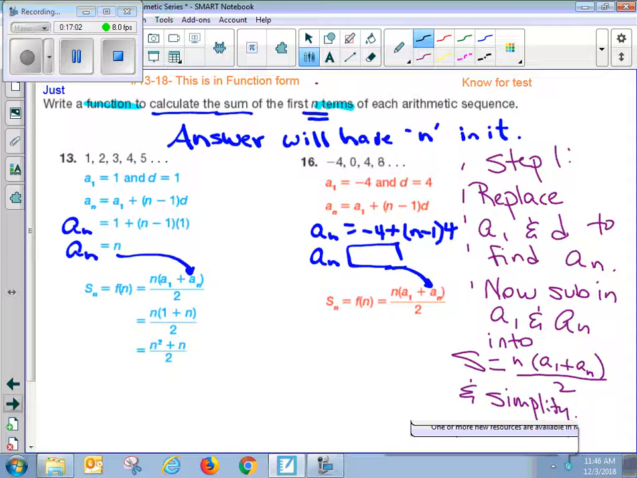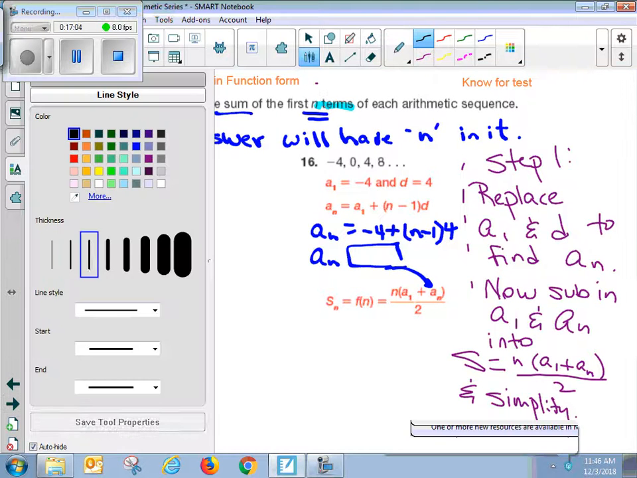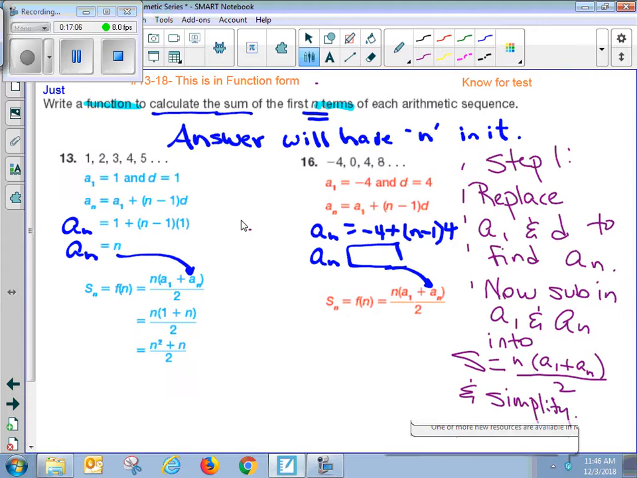Explicit formula, I did a plug-in, but I didn't simplify it yet. I left that for you to do with me. So A1 is negative 4 plus n minus 1 from the formula times d is 4. Could you clean that up, please, for me? What do you get simplified? 4n minus 8, is that what you said? Perfect. 4n minus 8. Could I write negative 8 plus 4n? Yeah, same thing. Okay, so now I have A sub n.